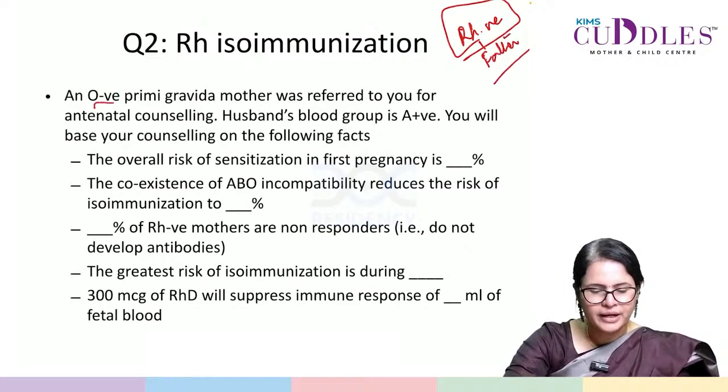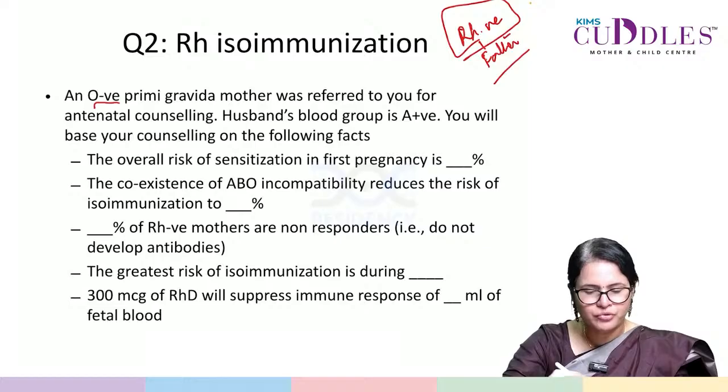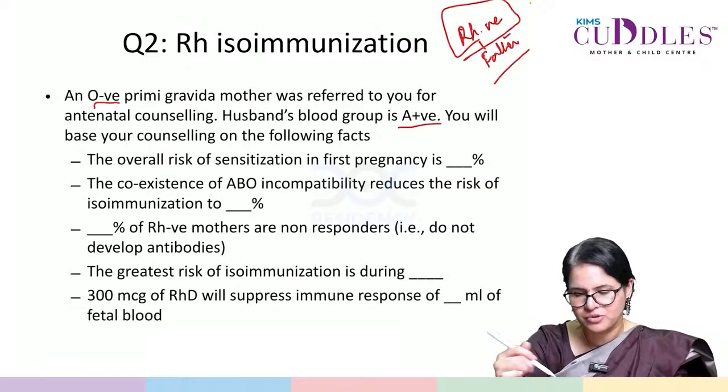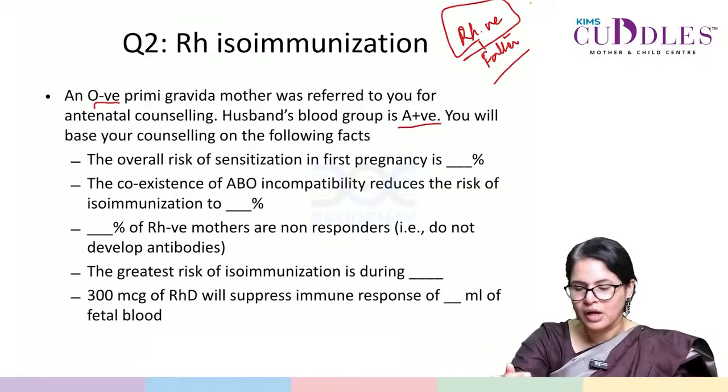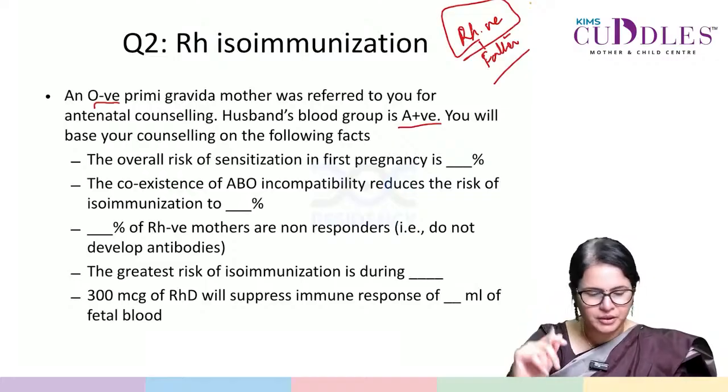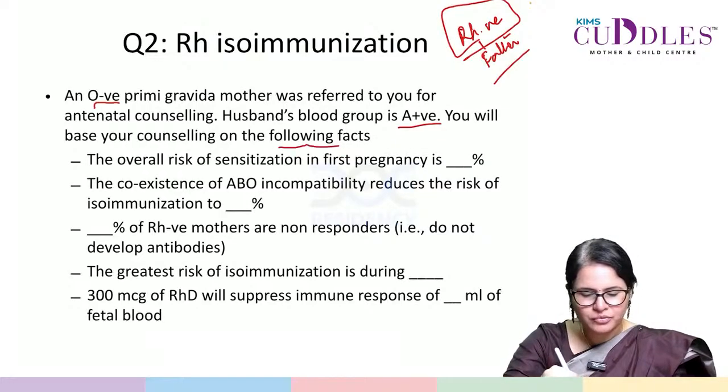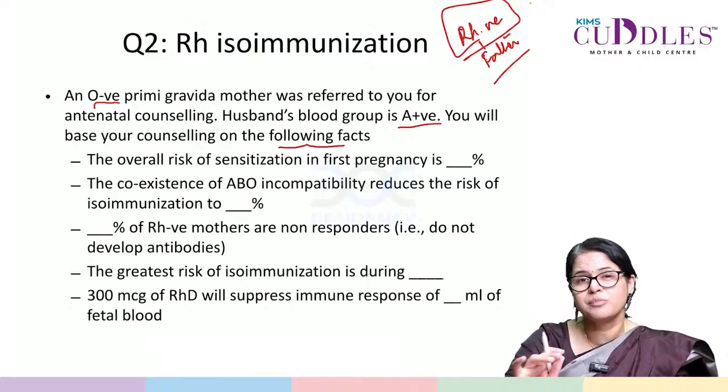Okay, so you have an O negative primigravid mother who was referred for antenatal counseling. Husband is A positive. So there is a setting for RH isoimmunization. She is a primigravid mother. You will base your counseling on the following facts, and let's see these questions. What is the overall risk of sensitization in the first pregnancy?